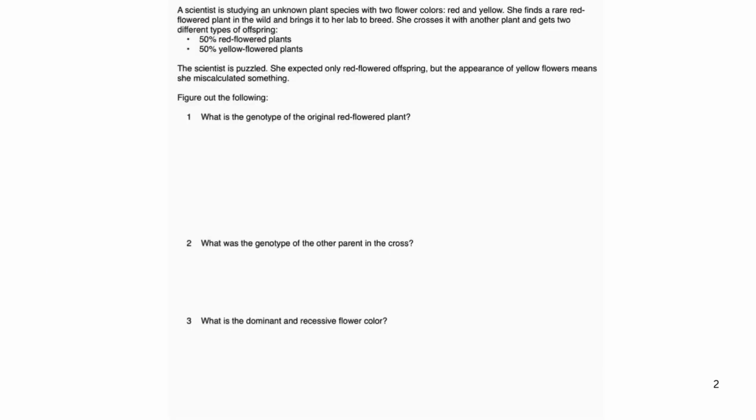A scientist is studying an unknown plant species with two flower colors, red and yellow. She finds a rare red flower plant in the wild and brings it to her lab to breed. She crosses it with another plant and gets two different types of offspring, 50% red and 50% yellow flowered offspring.